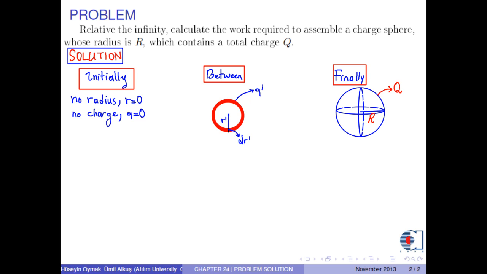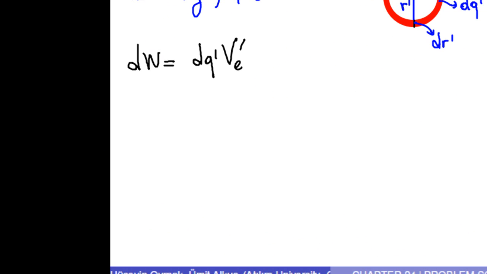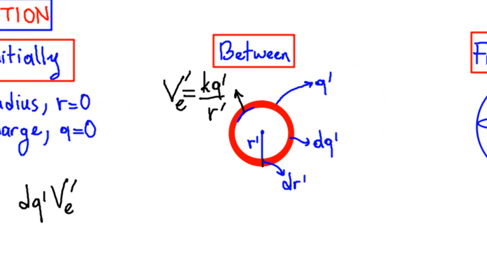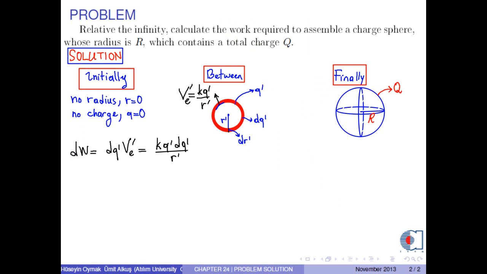Assume that we bring a spherical charged shell of thickness dr', which contains an infinitesimal charge dq'. We must do the infinitesimal work dW equals dq' times V', where V', which is calculated as k times q' over r', is the electric potential on the surface of the sphere of radius r'. Therefore, we have dW as k times q' times dq' over r'.